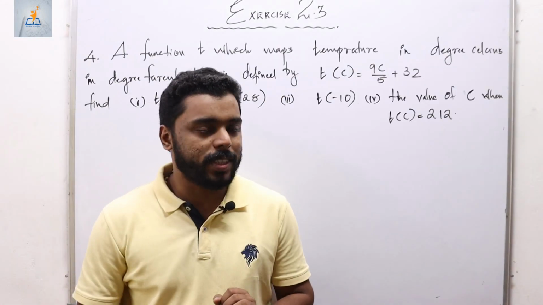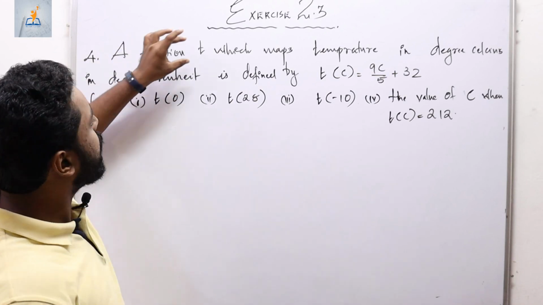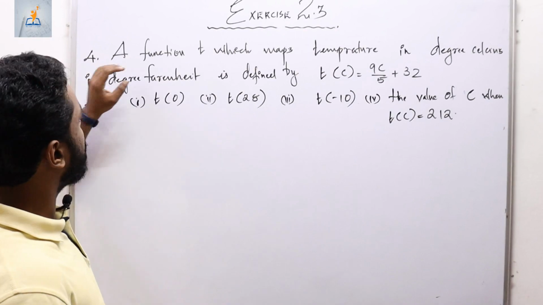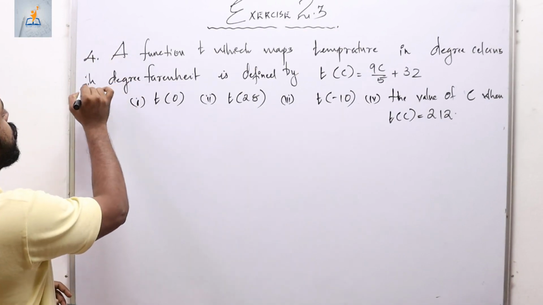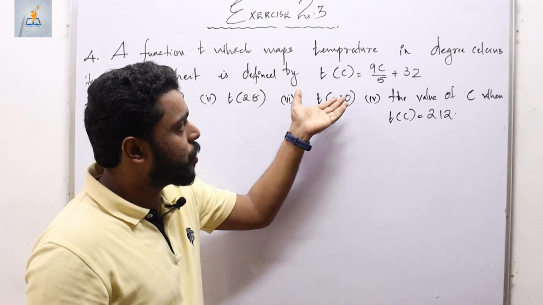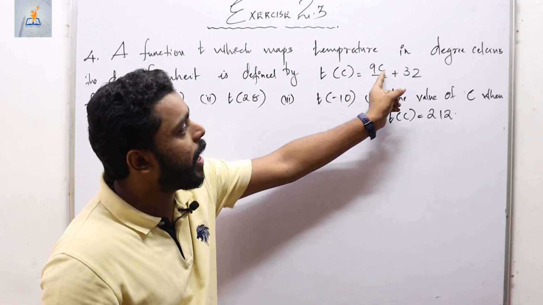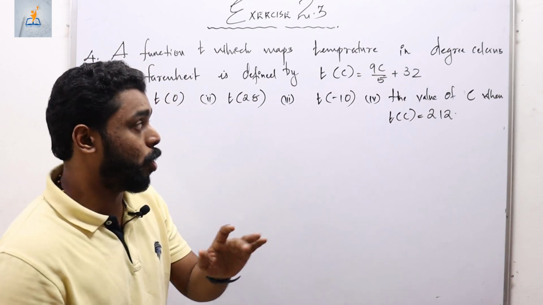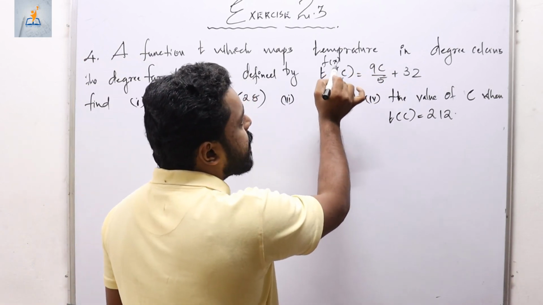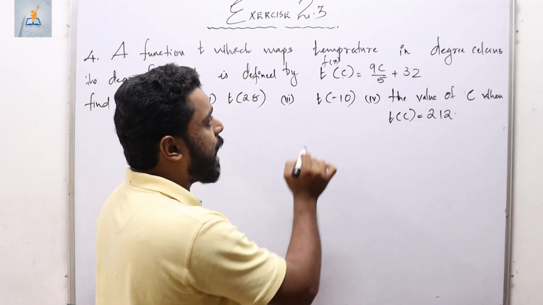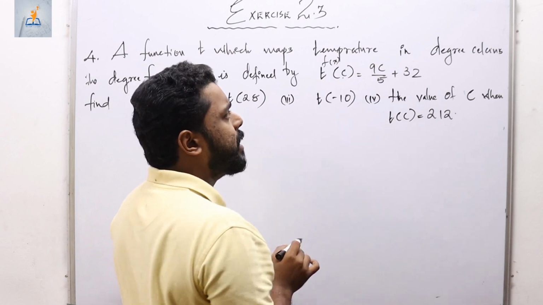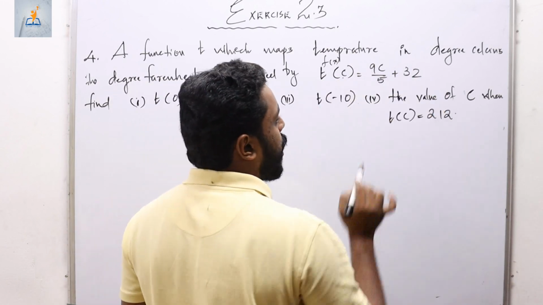Coming on to the fourth question, the question is that a function T which maps temperature in degrees Celsius to temperature in Fahrenheit is defined by, we are given a function T of c is equal to 9c by 5 plus 32. Note that it is of the form f of x, where c stands instead of the variable x, and instead of denoting the function by f, we denoted it by T. That's it. So we get the function like this.